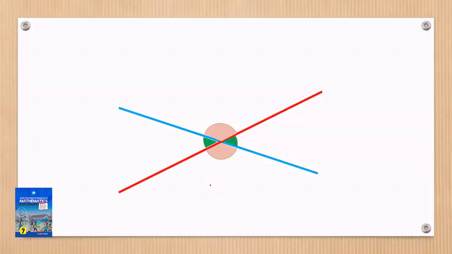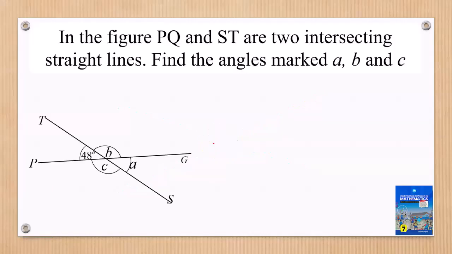Okay, now let's solve a few questions to get the concept used. We have a diagram here. They said in the figure, PQ and ST are two intersecting straight lines. Find the angles marked A, B, and C.